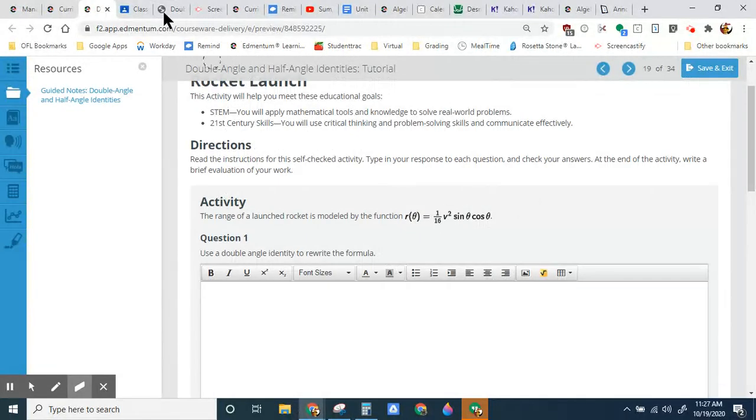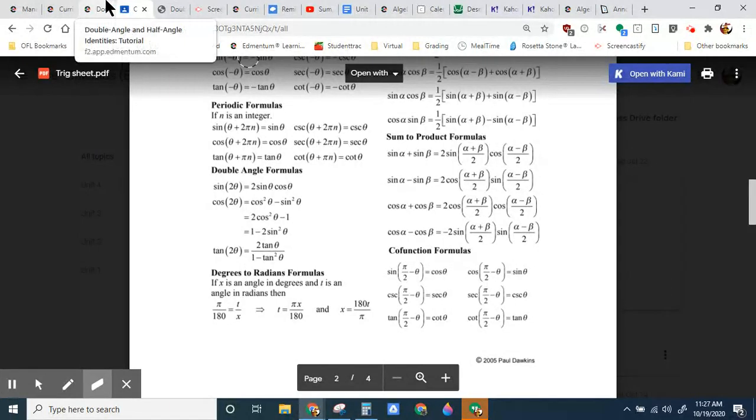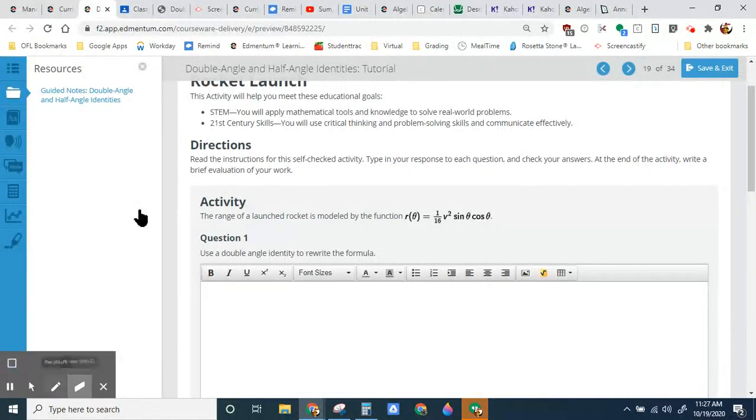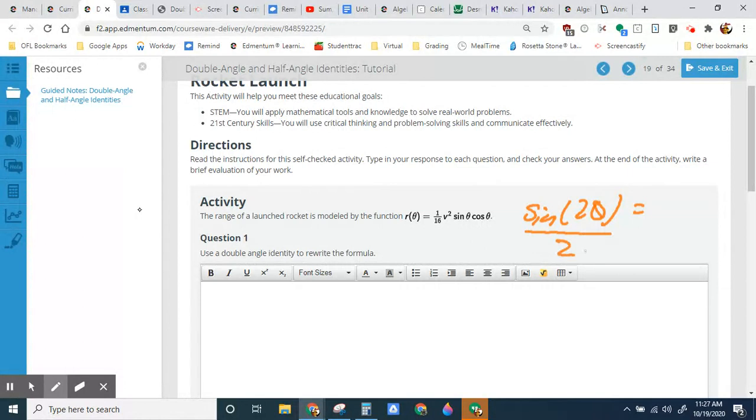So I'm going to do that. That becomes sine cosine. So we're going to replace that with sine 2 theta. But since we didn't have a 2 on this side, I'm going to assume that we're going to divide by 2. And then, sorry, I'm just working this out in my head while I do it. And then we're also going to have the 1/16 v squared. So basically what I did is I kind of ignored this.